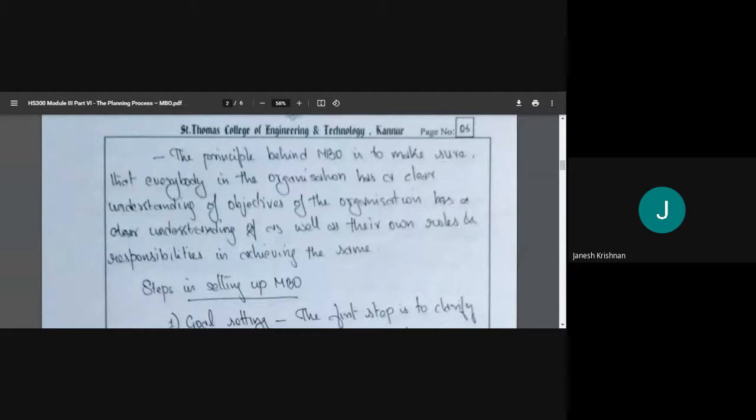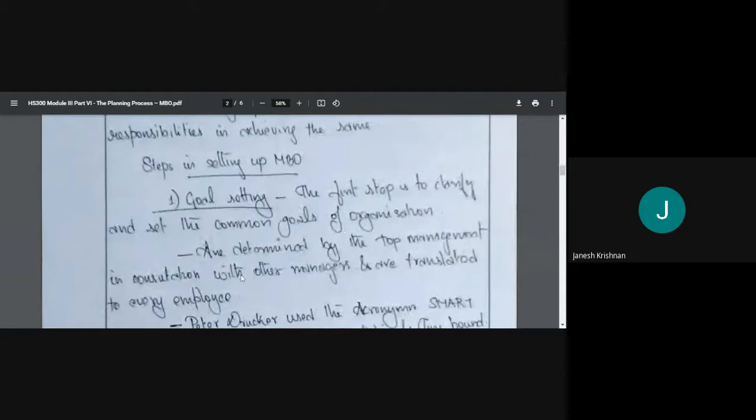Now, how is MBO done? What are the steps? The first step, as you all know, is goal setting. The first step is to clarify and set common goals of the organization, which are common for the entire organization. So in a pen manufacturing unit, what happens? We know we are going to produce 1,000 pens daily. That's our goal. That's common for everyone.